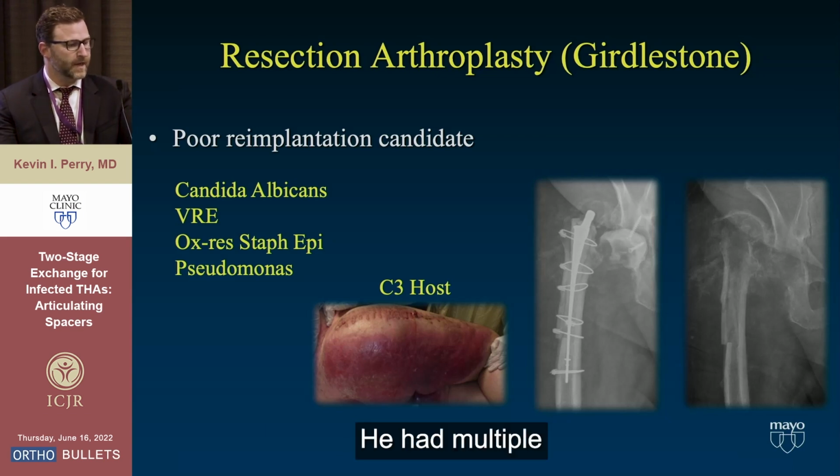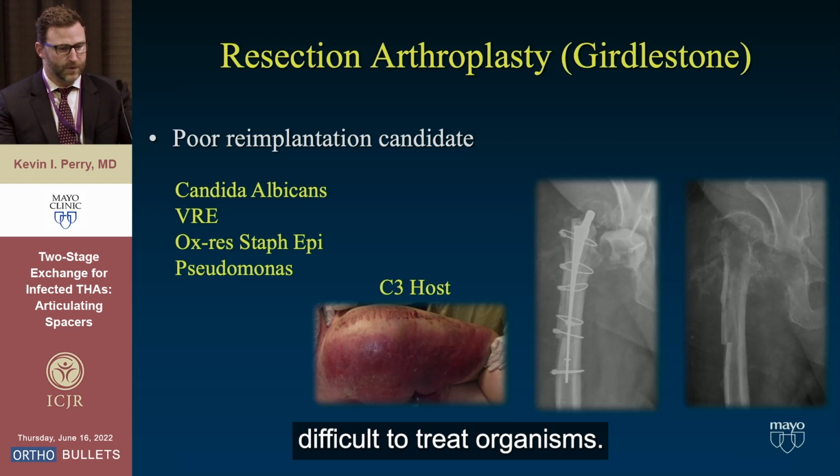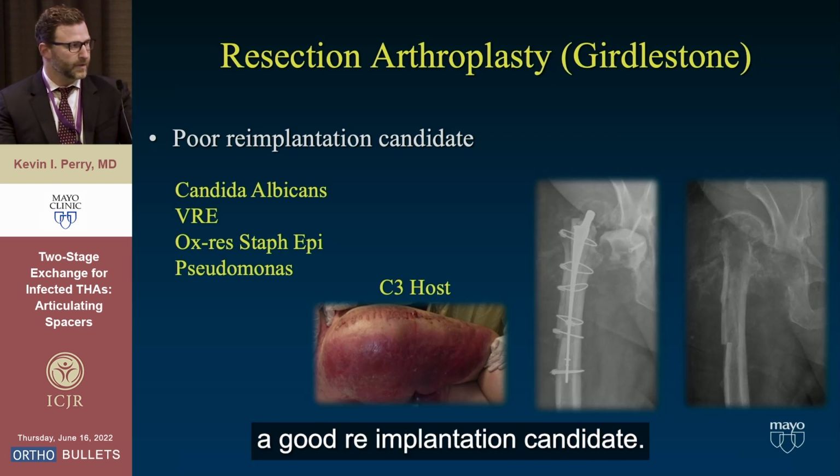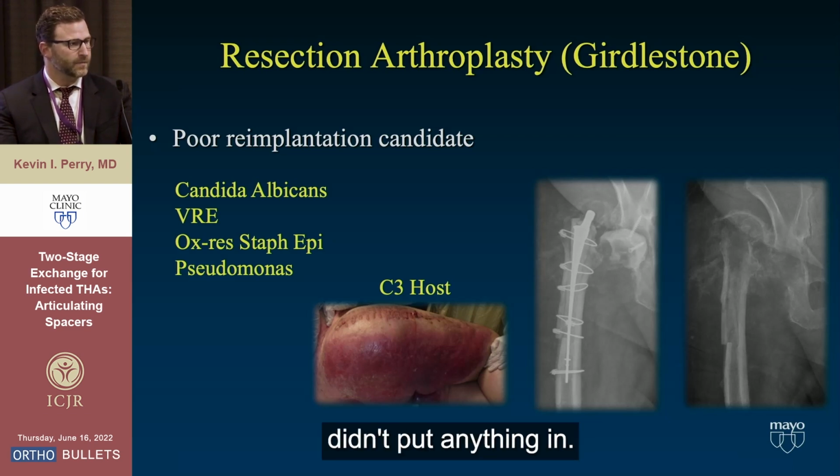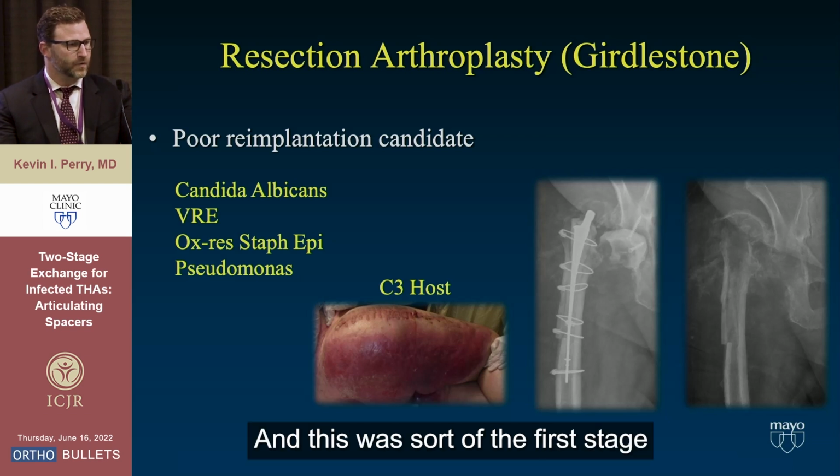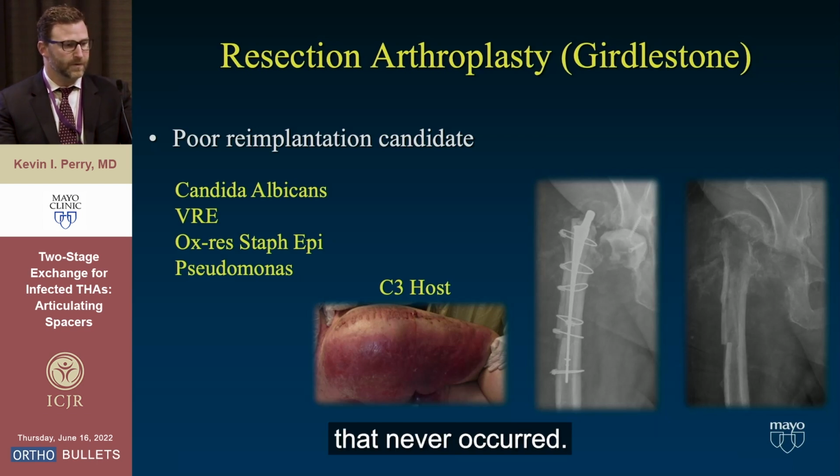He was a C3 host. He had multiple difficult to treat organisms. I did not think he was going to be a good reimplantation candidate, so I took everything out, didn't put anything in, and this was sort of the first stage of a two-stage exchange that never occurred.